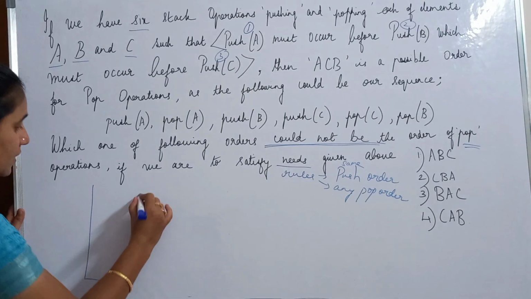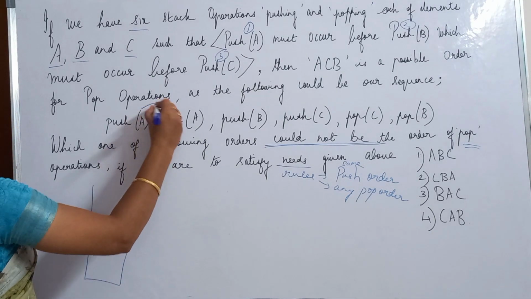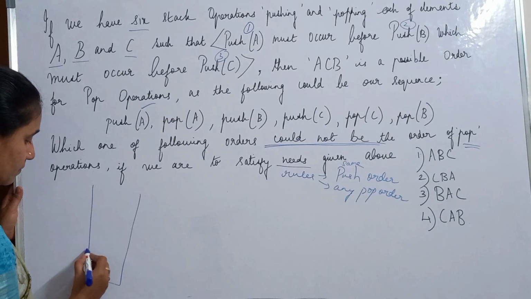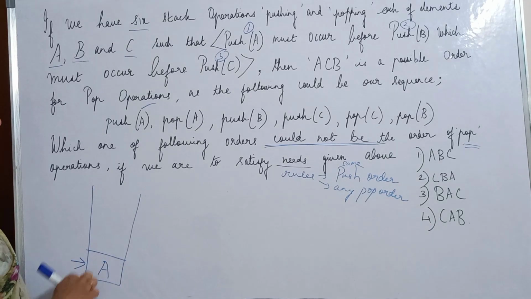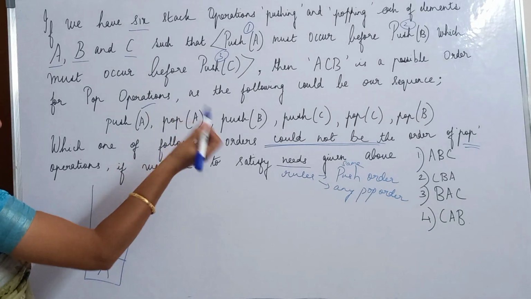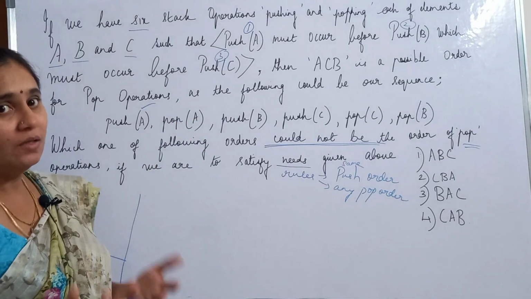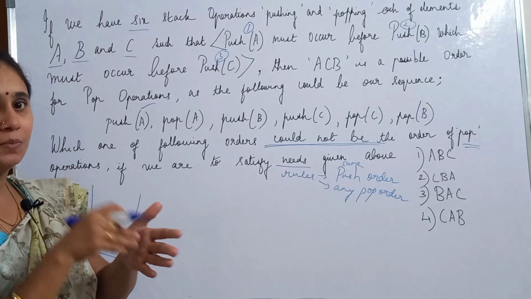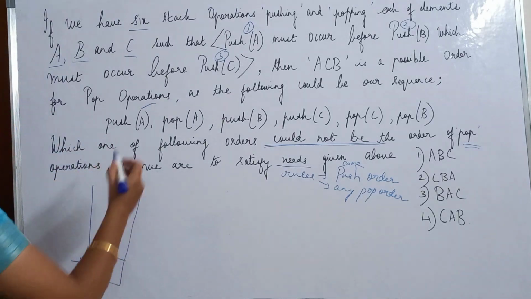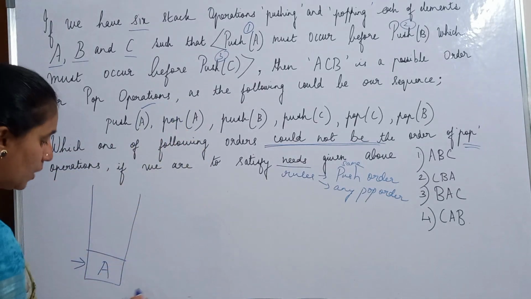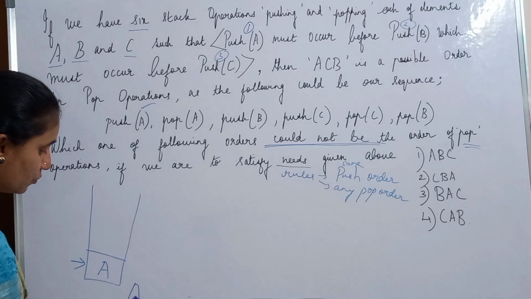This is the stack data structure. So first, what they have given, I am going to push A. Now the pointer is pointing here. Now I can pop the elements, that is my wish. Pop order may be any, but the pushing order should be the same. First I have pushed this element. Now for example, I am popping. Popping means it is going to come out.